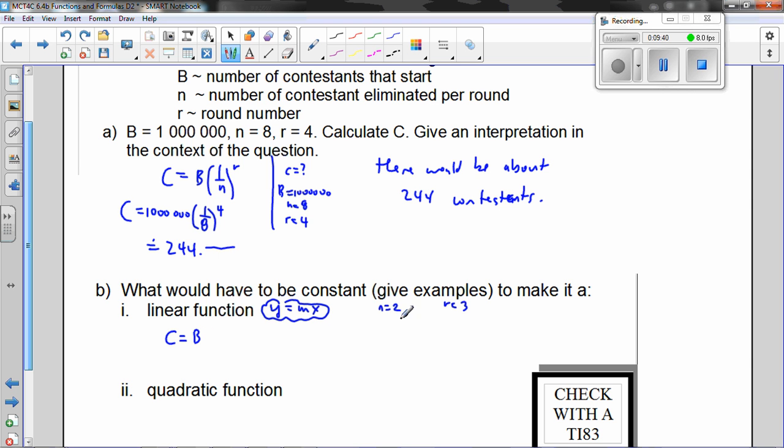B is going to be our variable, and then I'm left with 1 over 2 to the exponent 3. And see, that's all number, right? 1 over 2 to the exponent 3 is 1/8, which then looks like a slope, doesn't it? We'll check that with the TI-83, but does that look like a line?